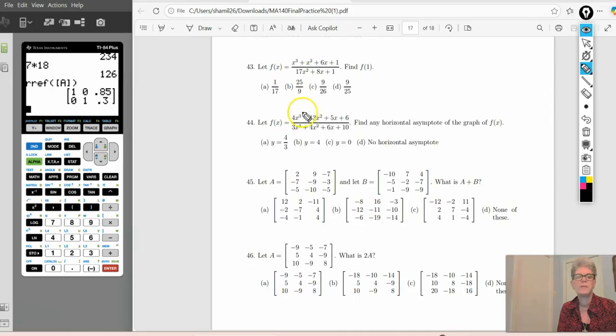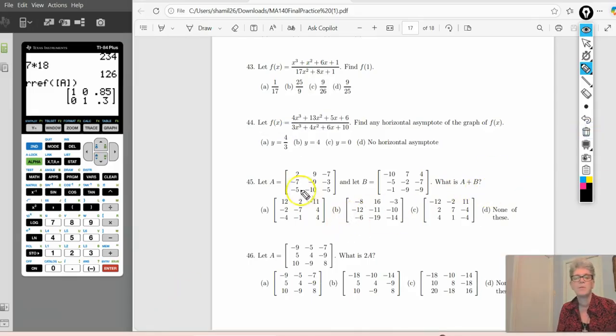Let me change the problem. If that had been the problem, then the degree of the numerator is 2, the degree of the denominator is 3, the degree of the numerator is smaller than the degree of the denominator, and so there is a horizontal asymptote, and it would be the x-axis. If the degree of the numerator were bigger than the degree of the denominator, there's no horizontal asymptote. But for this one, the degrees were the same, and so that is our equation.